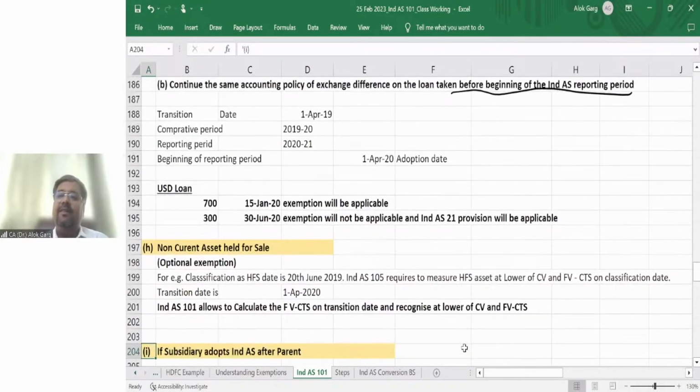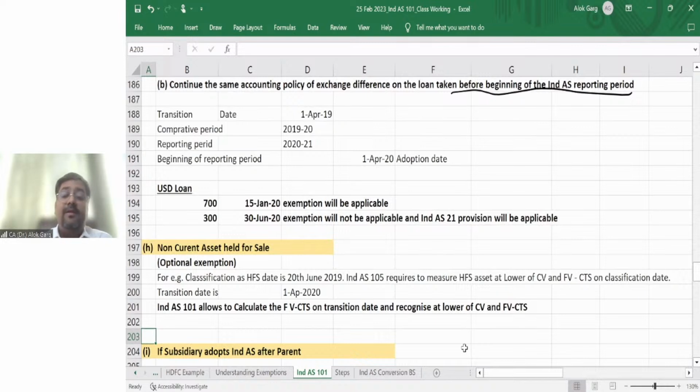Ind AS 101 has given that don't go to the date of classification. You can compute your fair value less cost to sell of the non-current asset held for sale on the date of transition as well, right? So on the date of transition, you can compute the carrying value which is already there, and you can compute the fair value less cost to sell, whichever is lower. On that value, you can measure your non-current asset held for sale. So Ind AS 101 has given an exemption where it has just shifted from the date of classification as held for sale to the transition date for the purpose of computation of fair value less cost to sell.